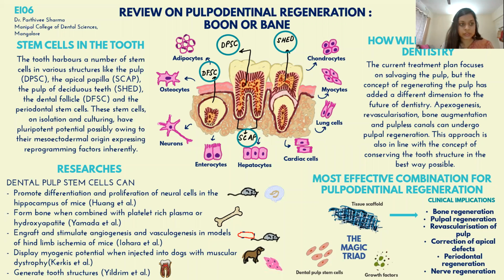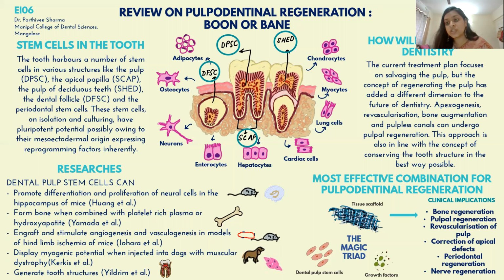So, stem cells in the tooth. The tooth harbors a number of stem cells in various structures like the pulp, which are the dental pulp stem cells, the apical papilla, also known as SCAP, the pulp of deciduous teeth, known as SHED, the dental follicle, known as dental follicle stem cells, and there are also periodontal stem cells. These stem cells, on isolation and culturing, have pluripotent potential, and this potential is possibly due to their ectomesodermal origin, which helps them to have the inherent programming factors where they can generate differentiated cells.